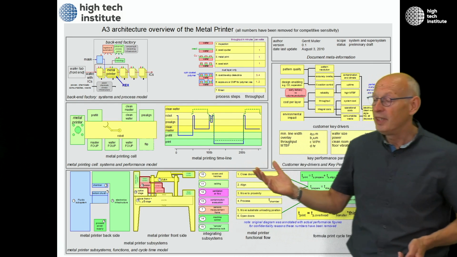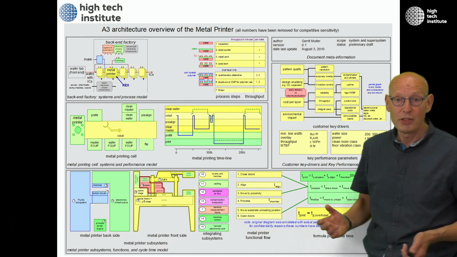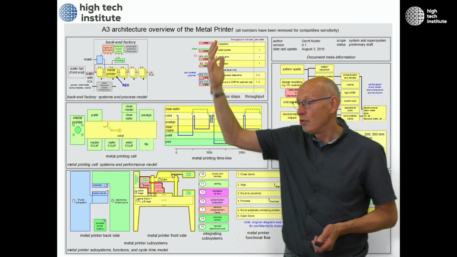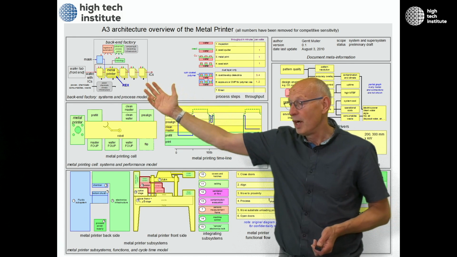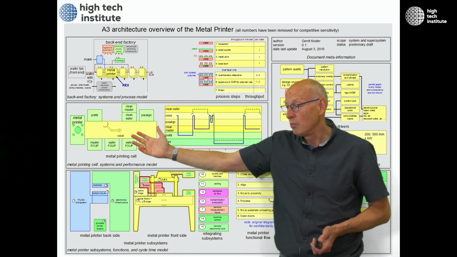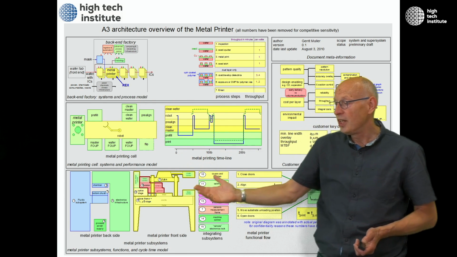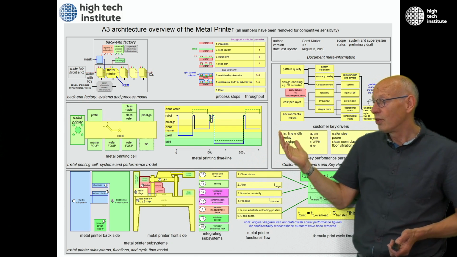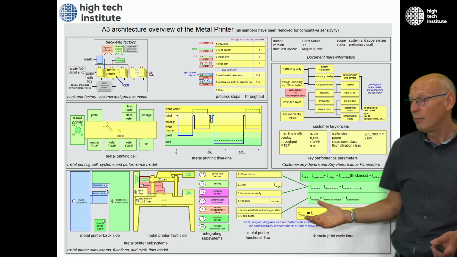As an example has been given here for a product, in this case a metal printer, and how can we have the most essential stuff of the metal printer here on one A3? Maybe something about the context, how the system works, how it works over time, maybe some physical representation, all kinds of key drivers and quantification of it, and maybe something about the processing.